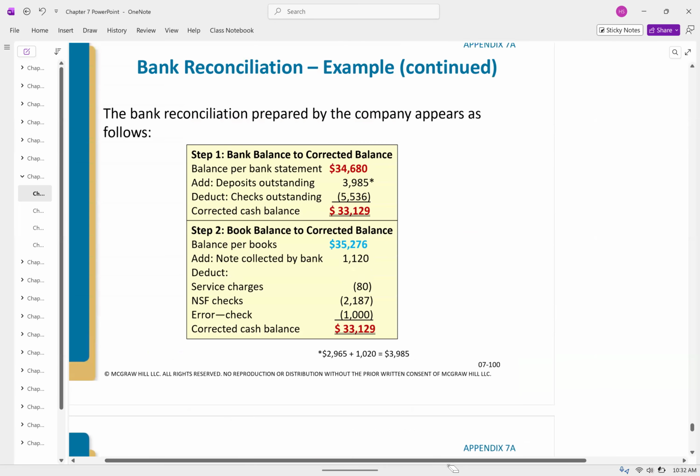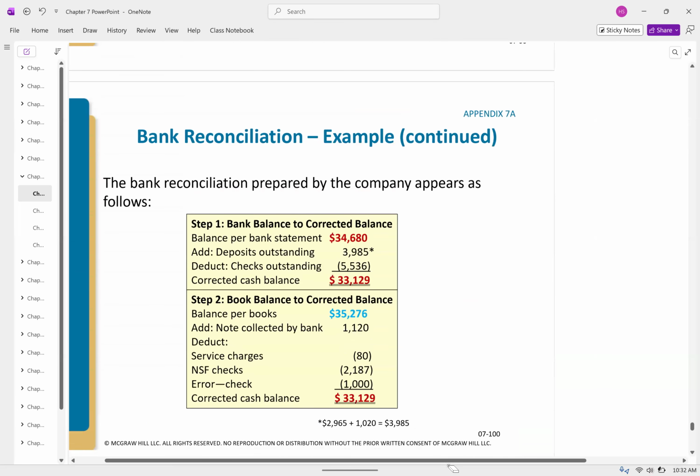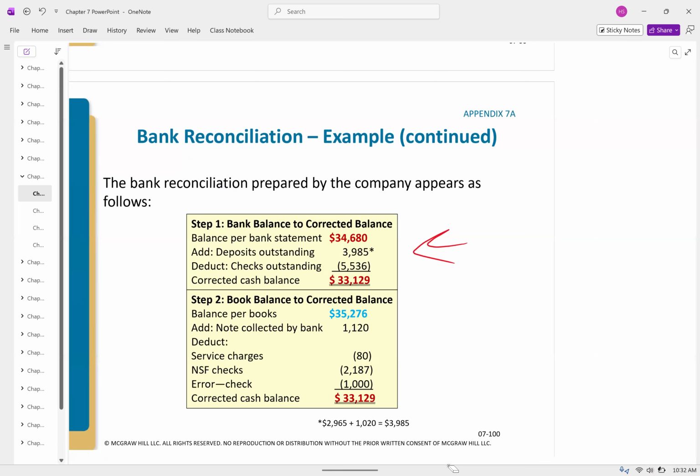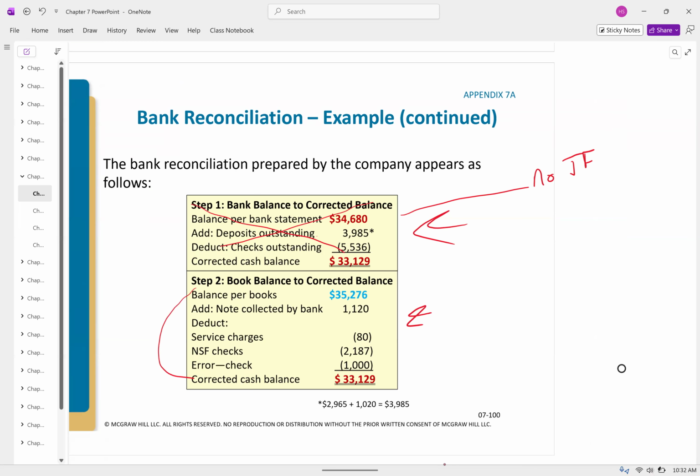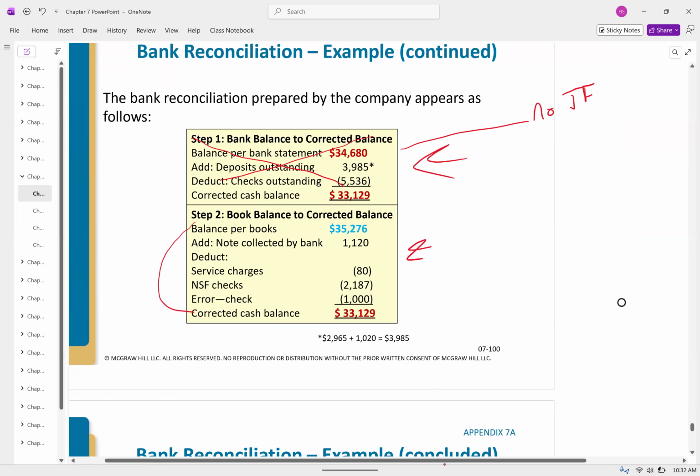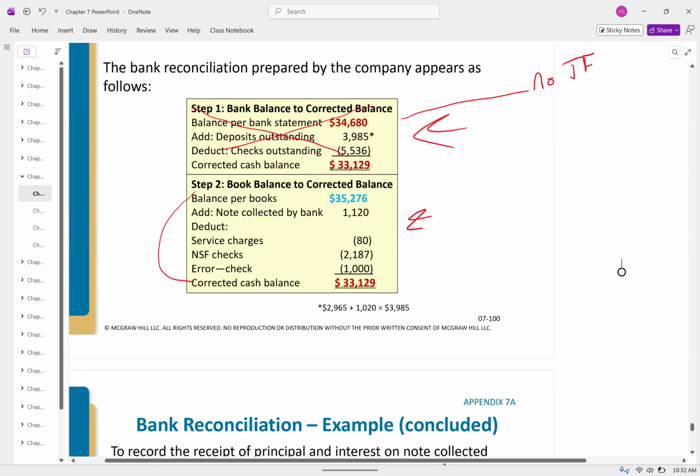Oh, one other thing. Realize that all of these things on the bank side, we already knew about. We knew that we took the deposit to the bank. We knew that we wrote the check. So no journal entries are ever made with these things. The things down here on the book side, that's the things the bank knew about, we didn't know about. We'll make journal entries for these items, but we don't make journal entries for the things on the bank side because we already know them. They're already calculated in our book balance.